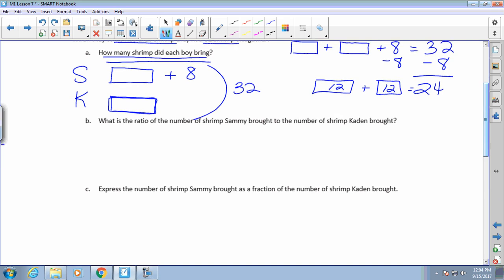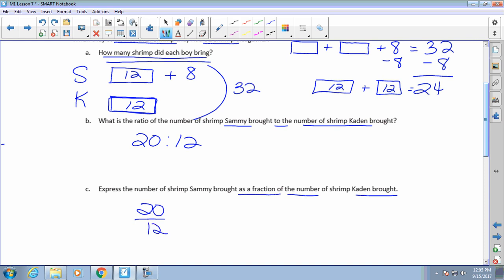It says, what is the ratio of the number of shrimp Sammy brought to the number Caden brought? So they want a ratio of Sammy, which was, if you take the 12 plus the 8, we know that he brought 20, and Caden just brought the 12. Express the number of shrimp Sammy brought as a fraction of the number Caden brought. So that would mean that Sammy brought 20 twelfths of what Caden brought.